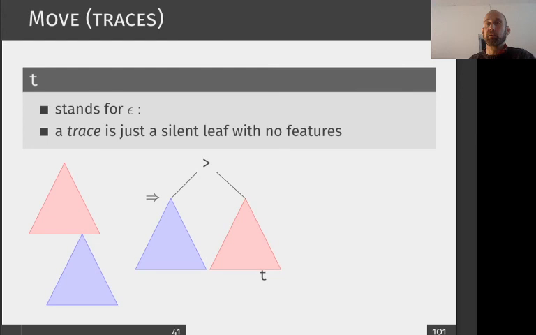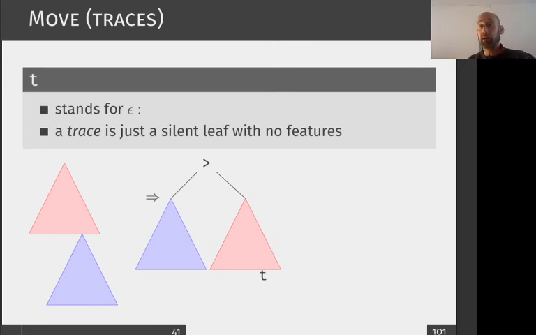Here's a version of move that's more familiar. It's with traces. A trace isn't necessarily a magical thing, but it doesn't matter because we can get rid of it anyways. It stands for a leaf that has no pronunciation and no features, a silent leaf with no features. So what do we have? We have our structure on the left, which is a big tree that contains a blue maximal projection, and moving that blue maximal projection just takes that guy and moves him to be a specifier of the red guy. The red guy is still the head of everything.